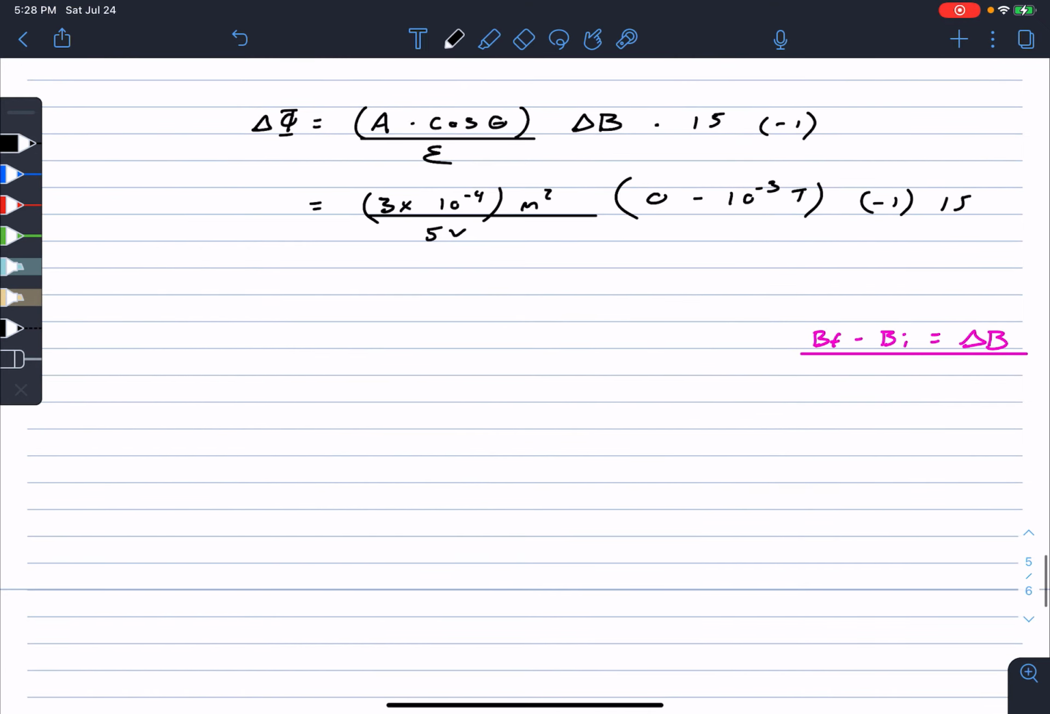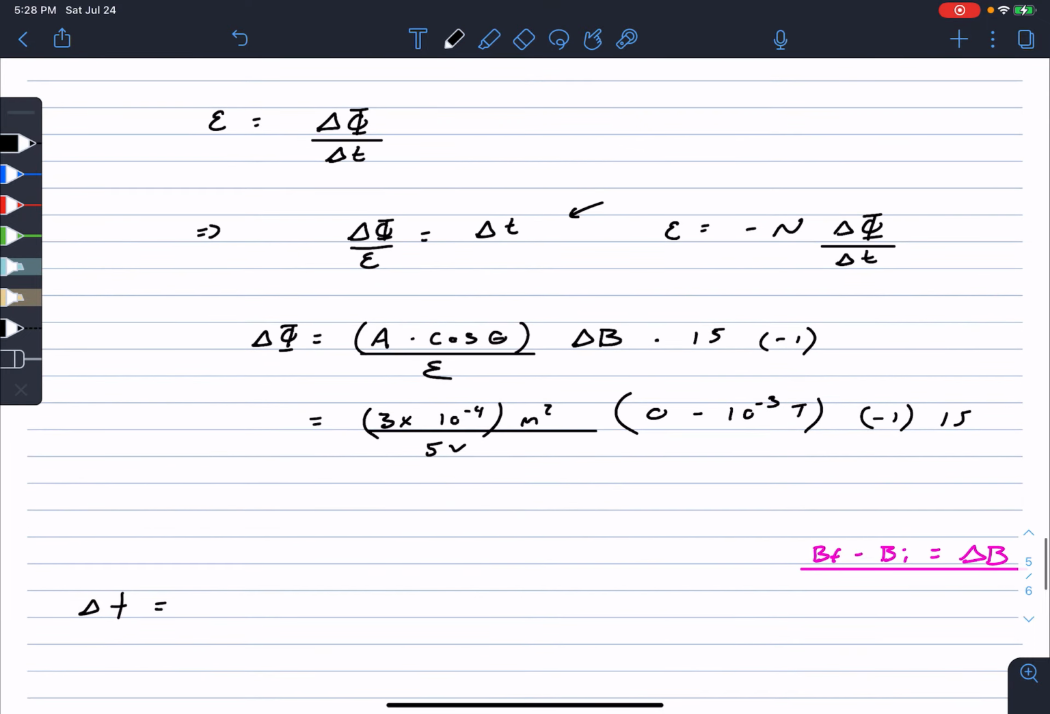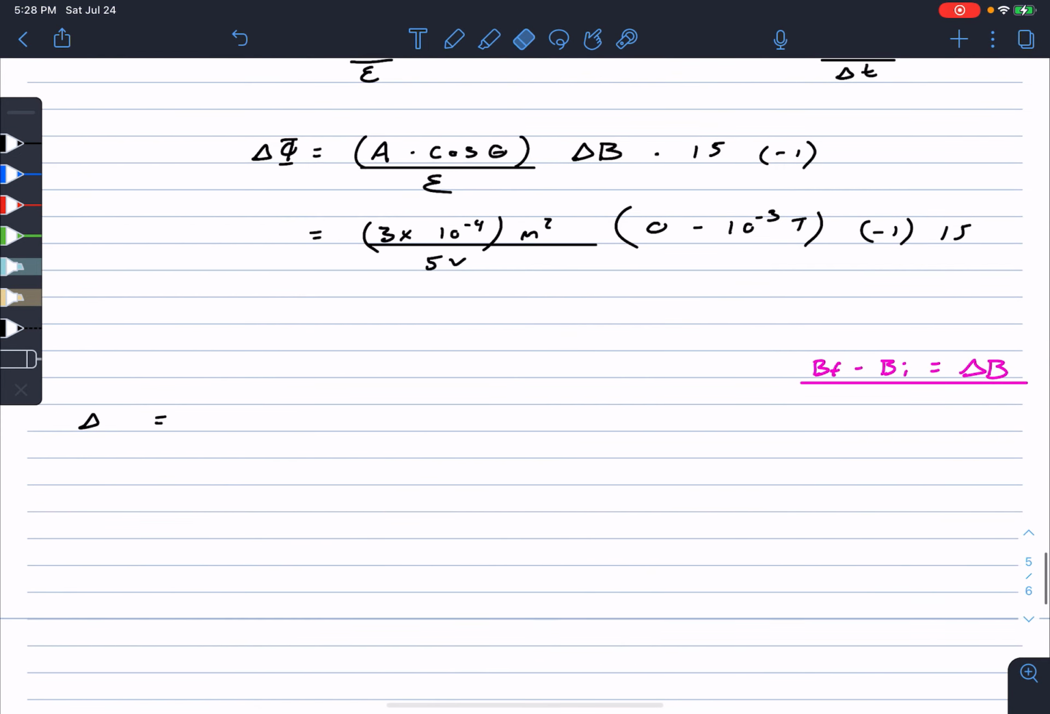So let me just rewrite this real quick, more explicitly. I rearranged so that the change in the time is equal to the change in the flux over the EMF. Okay, so that's area times cosine of the angle, which is 0 in this case. We have a negative n times A, and then 0 minus 10 to the -3 Tesla over 5 volts. Okay, so that's what we plug in.